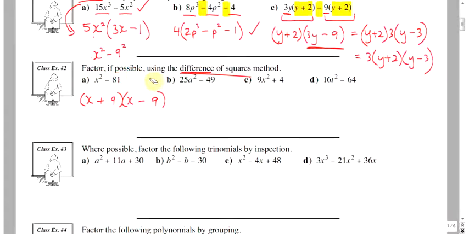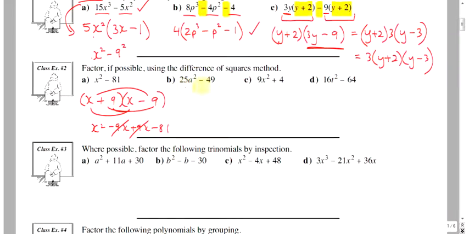You should never get these wrong, because you can check it. If I FOIL this, what do I get? X squared minus 9x plus 9x minus 81. Difference of squares. They're nice to factor if you recognize it. Okay?